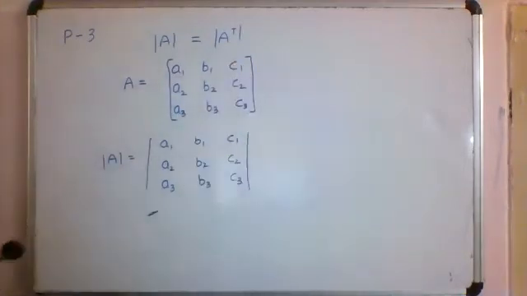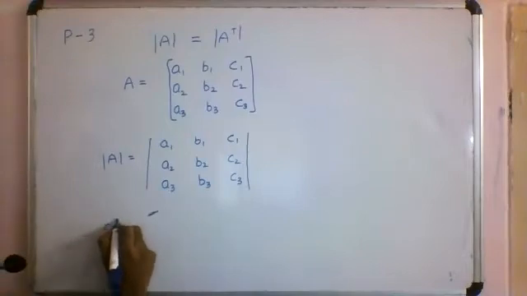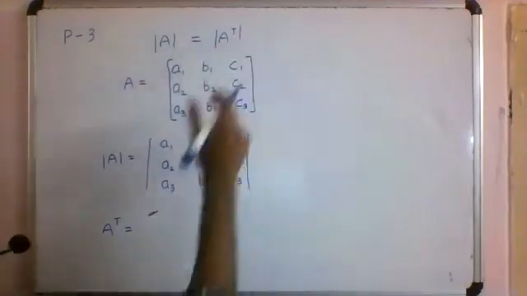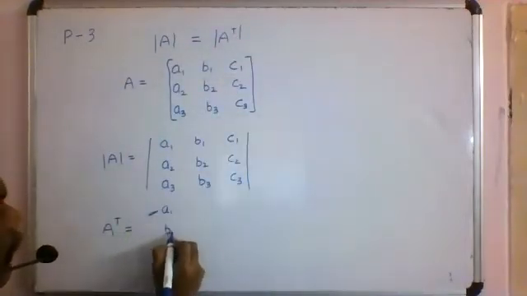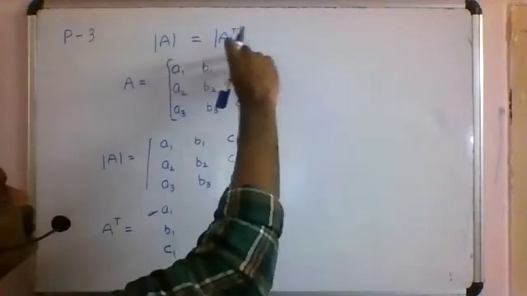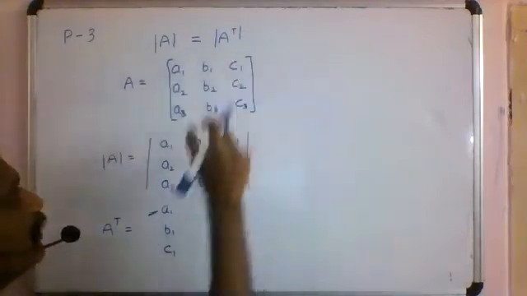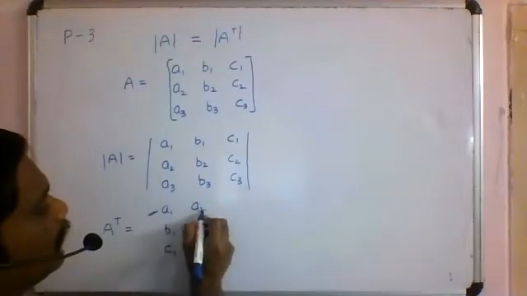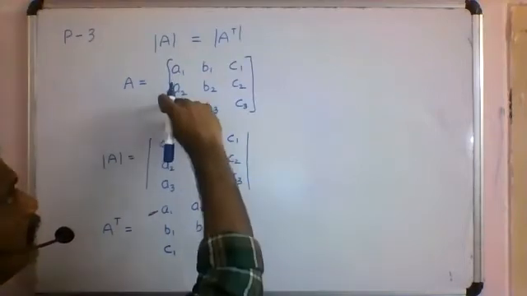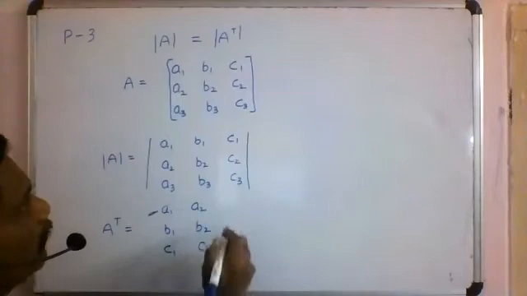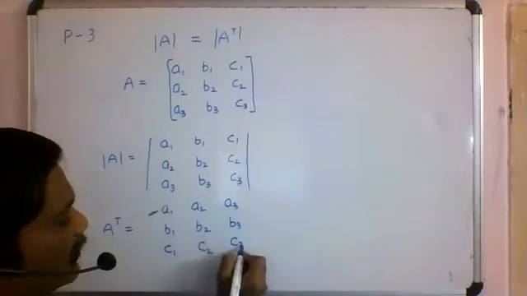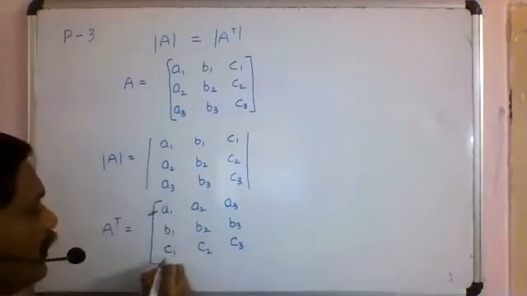Now I transpose this matrix. What is A transpose? Transpose means writing the first row in the first column. A1, B1, C1 must be written in the first column. Right? Interchanging rows and columns, no? So row elements should be written in columns. The second row should be written in the second column: A2, B2, C2. The third row elements should be written in the third column: A3, B3, C3. This is your A transpose.